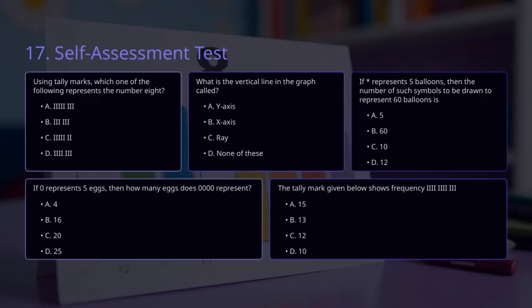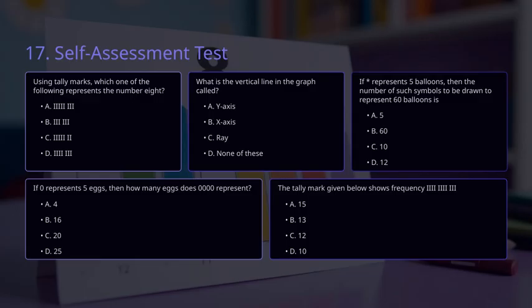Now let's interpret the tally mark shown. To find the total, we just count the groups of 5 plus the remaining marks. So 4 groups of 5 give us 20, and the remaining 3 add up to 23. But wait, let's double-check the options. It's important to get this right.